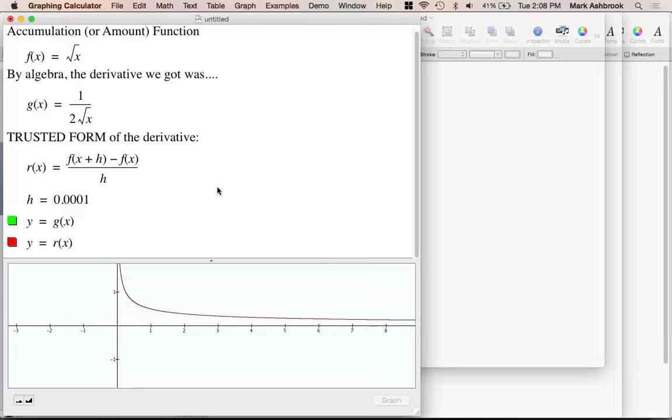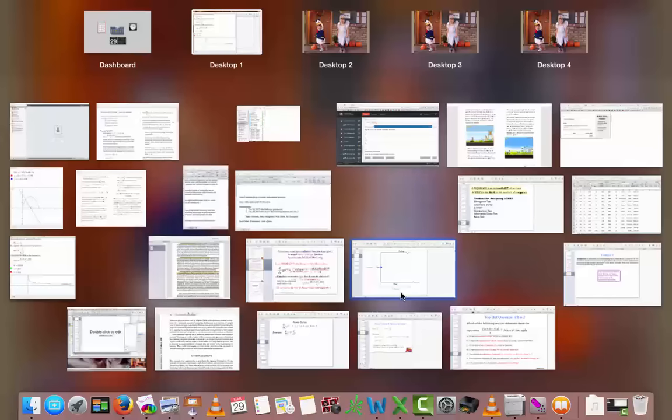Questions on that? So what you can do is just make a file just like this and save it. And then all you have to do is go in and change the F and the G and the R, and then you just keep reusing it instead of recreating it every time. So just get the generic template for this trusted form, checking your derivative file, save it, and then you can use it. Okay? We're going to be doing lots of derivatives here, and that's what the mastery test is about.